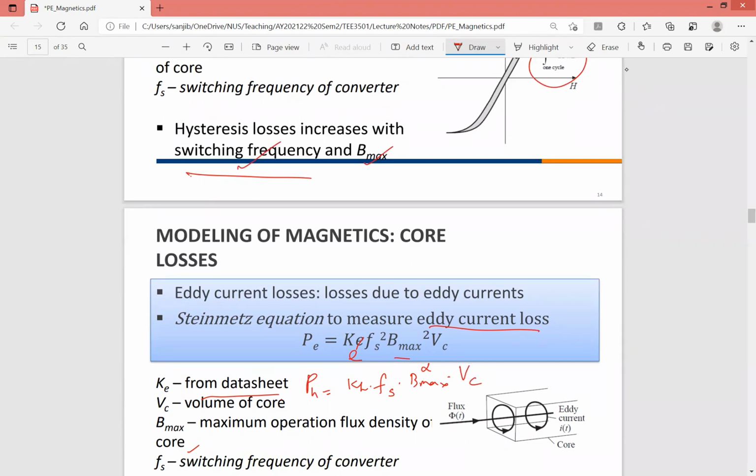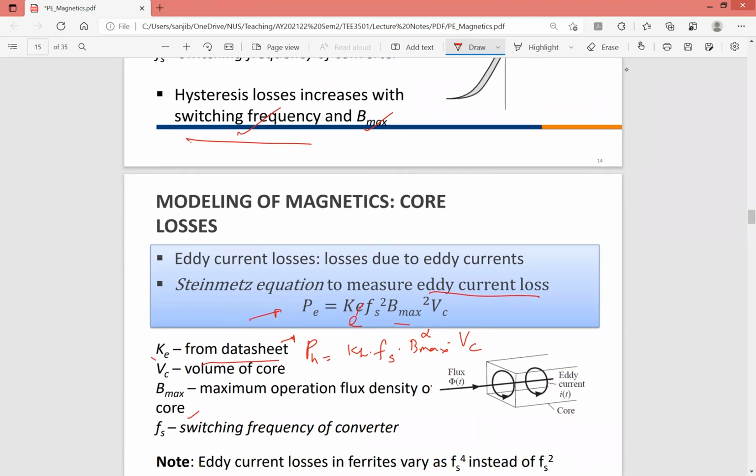So hysteresis loss is proportional to frequency, whereas eddy current loss is proportional to the square of the frequency. It is more sensitive to increased frequency, right? So how do you know these values? You can get them from the data sheet for the material that is used.